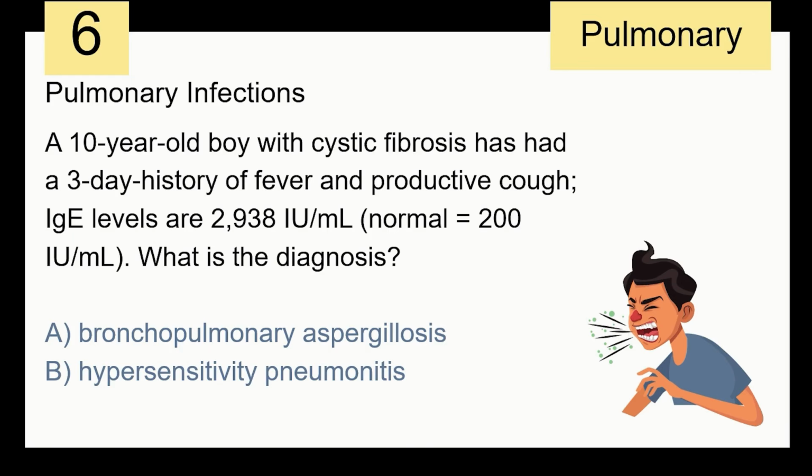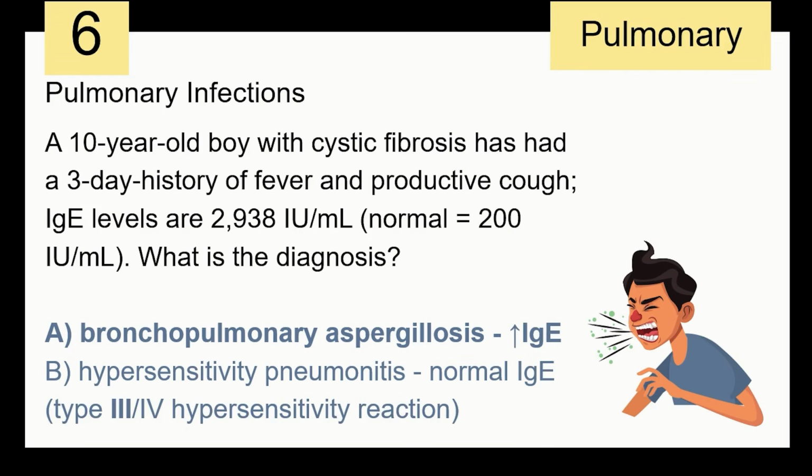All right, 6, we moved on from anatomy, and now we're discussing pulmonary infections. A 10-year-old boy with cystic fibrosis has had a 3-day history of fever and productive cough. IgE levels are really high. What's the diagnosis? Bronchopulmonary aspergillosis, and that's explained by the high IgE levels.